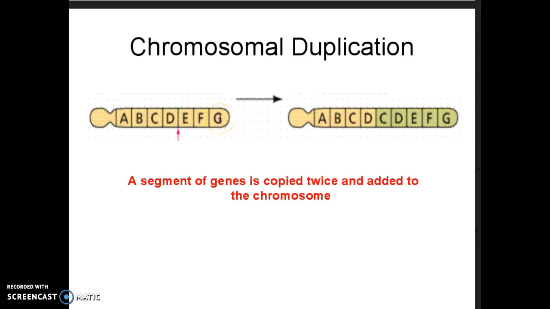Hopefully that makes sense. In this PowerPoint, it wasn't shown, but I want to explain how duplication and deletion actually occur. It's a failure of crossing over to happen properly.